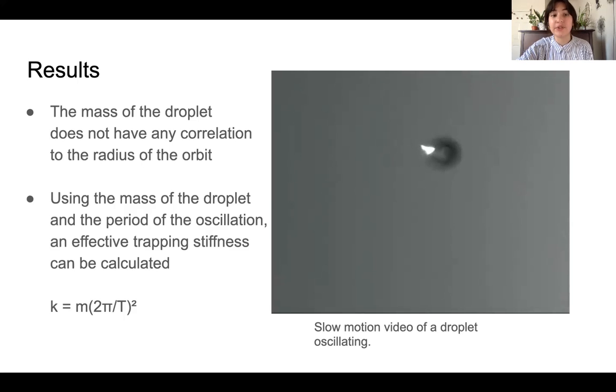An effective value is used because the droplet is driven by the acoustic field into a sustained oscillation and is not freely oscillating. As expected, the acoustic trap is much stiffer in the vertical direction than the horizontal direction.